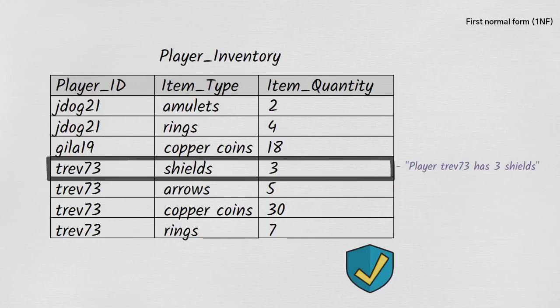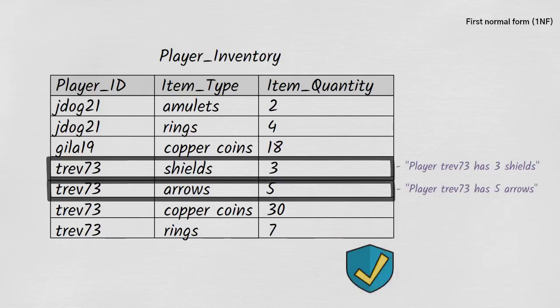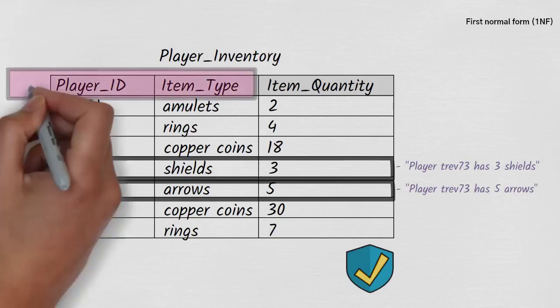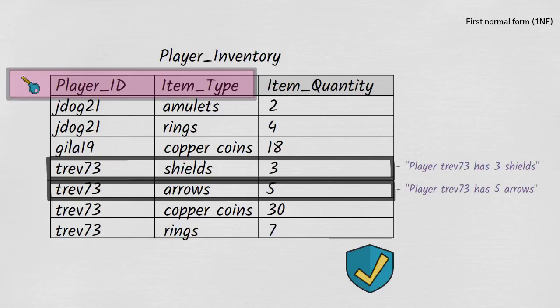To communicate the fact that Trev73 also owns 5 arrows, we have a row for player Trev73, item type arrows, item quantity 5, and so on. And because each row in the table tells us about one unique combination of player and item type, the primary key is the combination of player and item type.